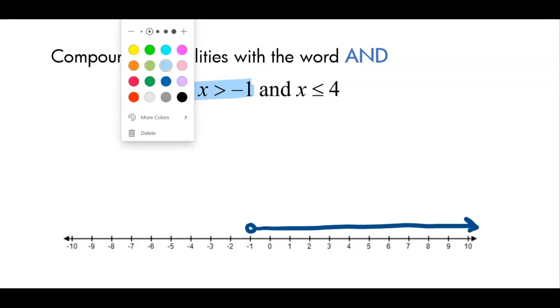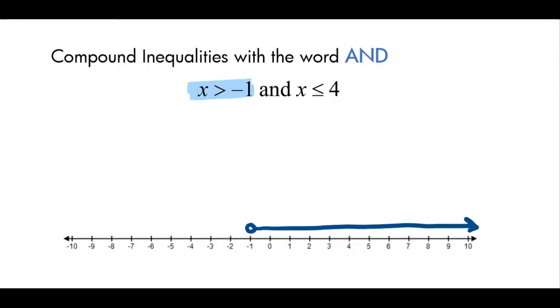Now let's look at the other option. If I want to graph x is less than or equal to 4, well, I'm going to have a filled-in circle at 4. And less than is this direction. Now, what I just drew here is not what the graph of this compound inequality looks like.